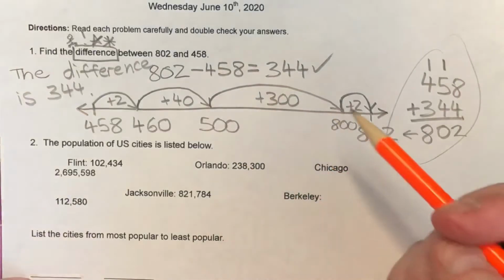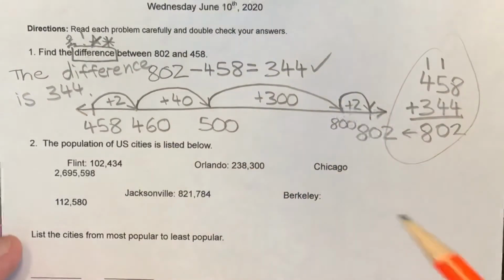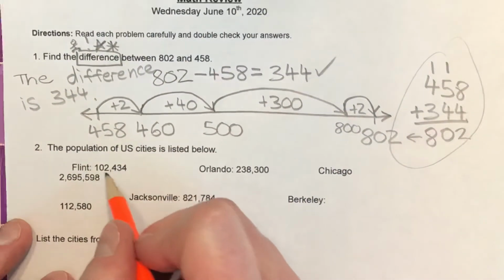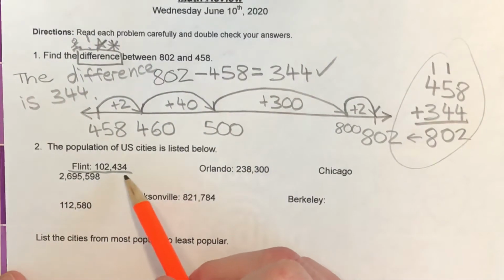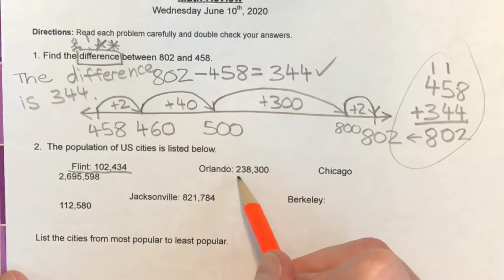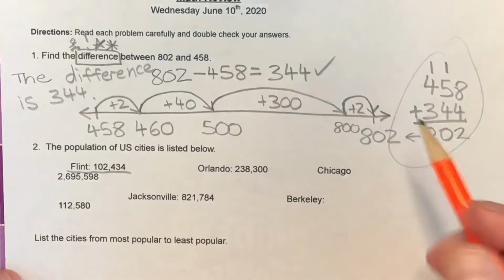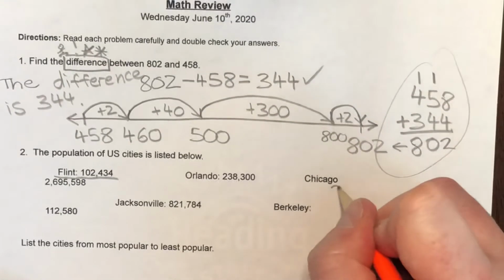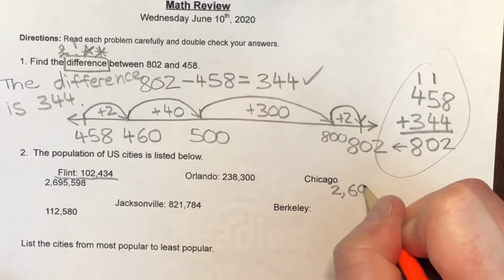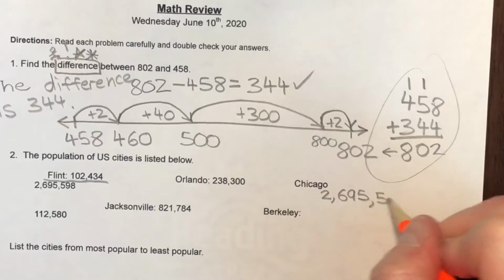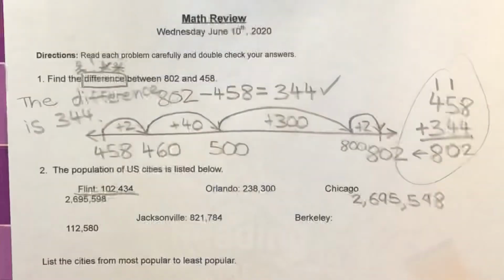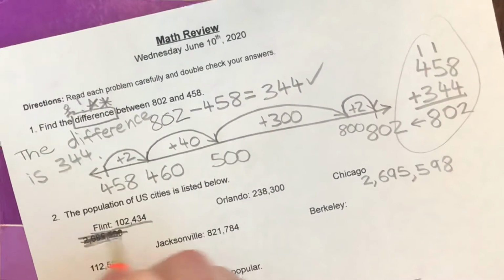Okay, now this is getting just a little bit confusing, but bear with me. I know what's happening here. Okay, Flint. Let's do this one first. Flint, 102,434. Orlando is 238,300. Now, this is the number for Chicago. I'm going to rewrite it over here so we're not all confused. 2,695,598. So we're just going to ignore that work right there.